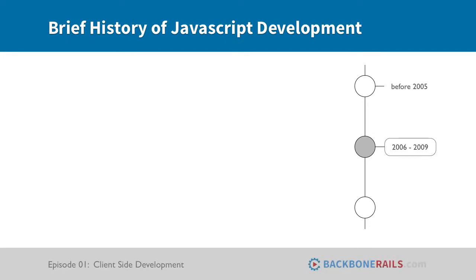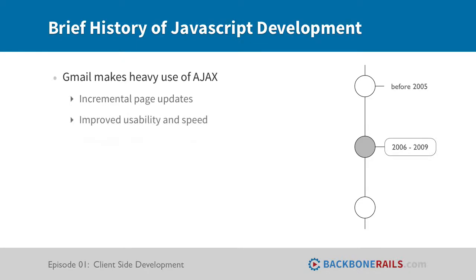From about 2006 to 2009, Gmail came along and made Ajax the newfangled thing to do. Ajax introduces a lot of new benefits. We could incrementally update the page because the server would return a portion of the page instead of the whole thing. And this certainly improved usability and speed. The downside was that in sufficiently large applications like Gmail, you would end up having what's known as spaghetti code. That is, you'd be running into callback soup everywhere you made that Ajax call, trying to coordinate various application events.